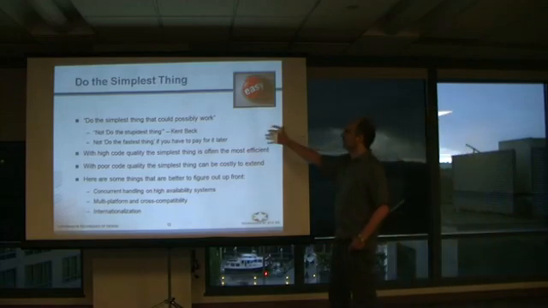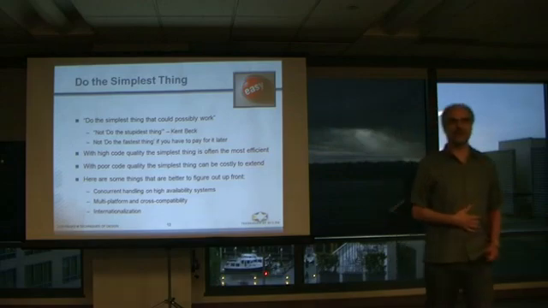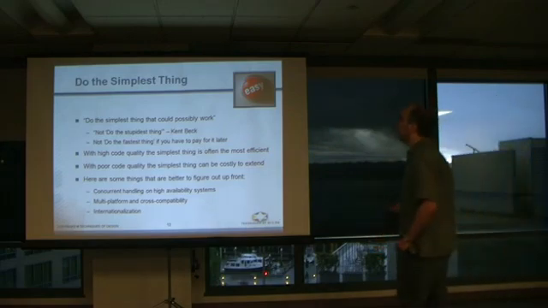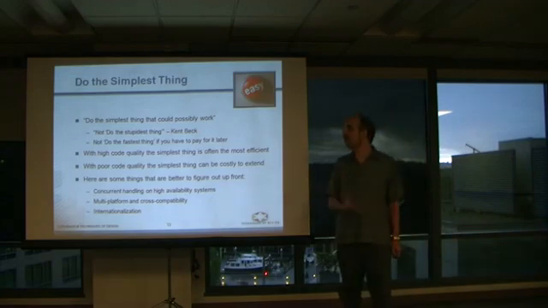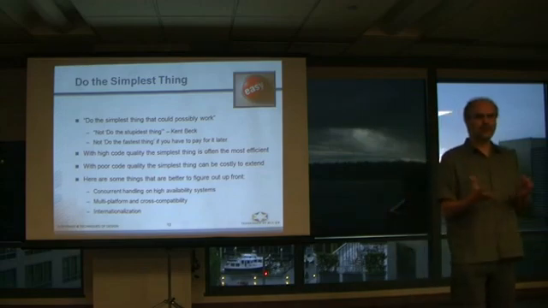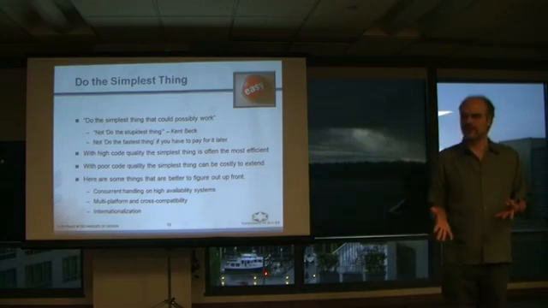So there's that saying, do the simplest thing that could possibly work. And I've seen this be an excuse for hacking and creating really, really bad code. And I've seen this also be a way of creating very, very high quality code. My question is, what's the difference? Why does it work for some teams and not work for other teams?